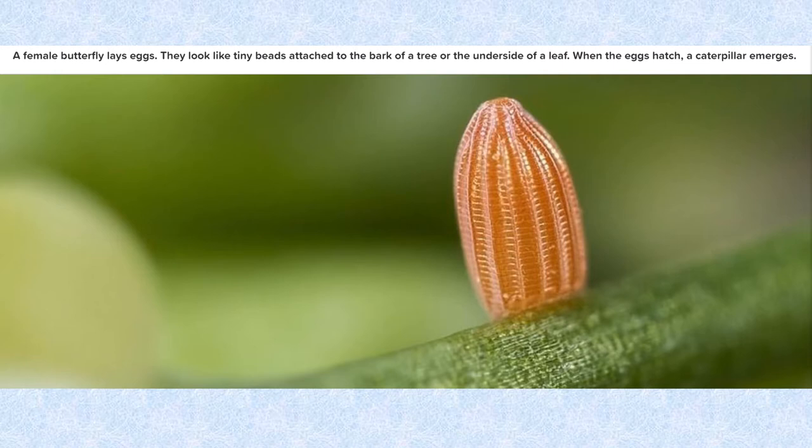Let's have a look at a butterfly now. So a female butterfly would lay eggs like this one. This is one, a real close-up of one. They look like tiny little beads attached to the bark of a tree or underside of a leaf. Remember, they'll be near the food source so that as soon as those caterpillars hatch, they've got an instant source of food. So when the eggs hatch, a caterpillar emerges.